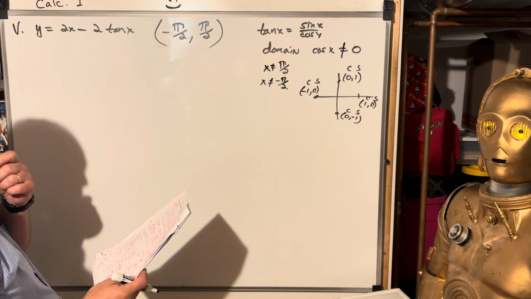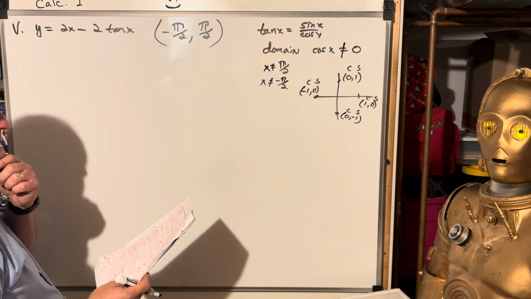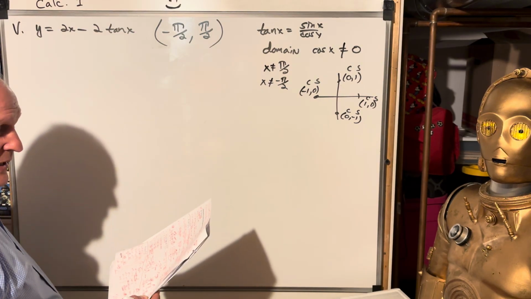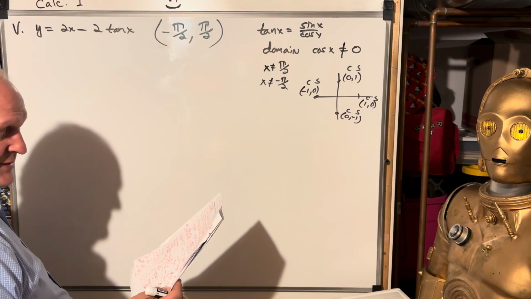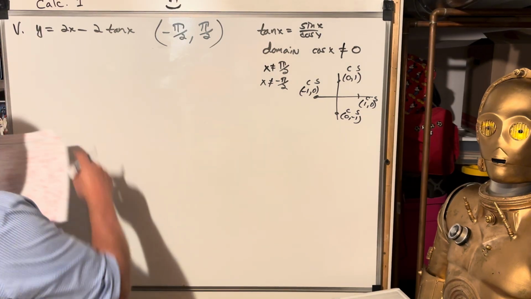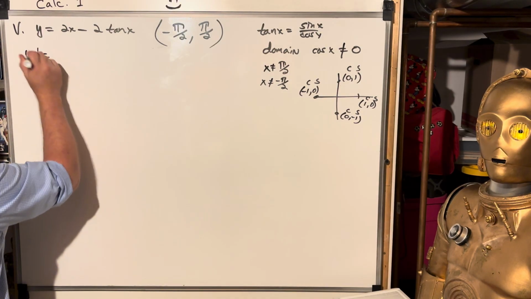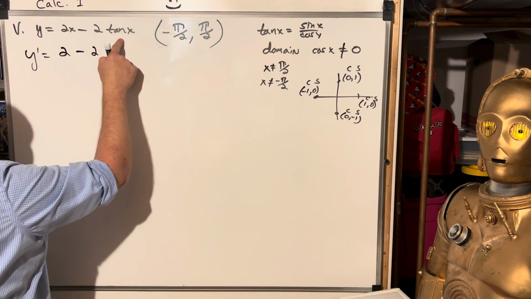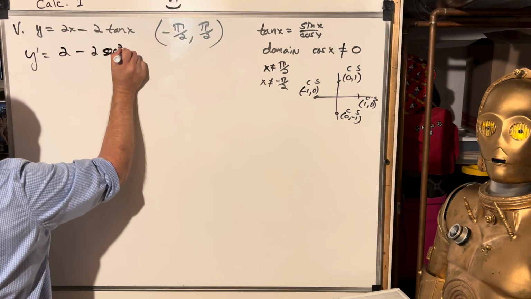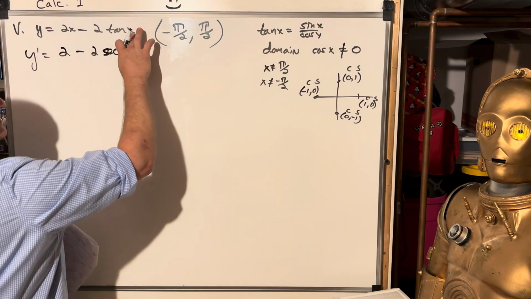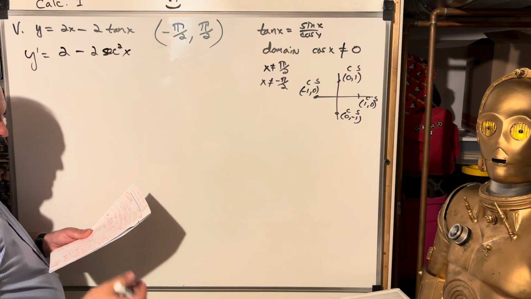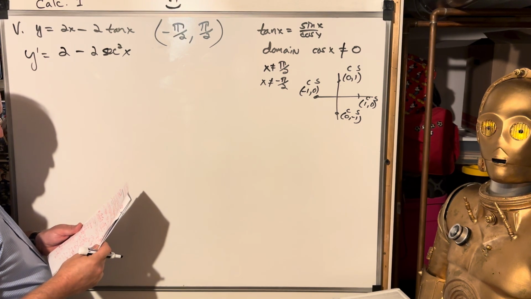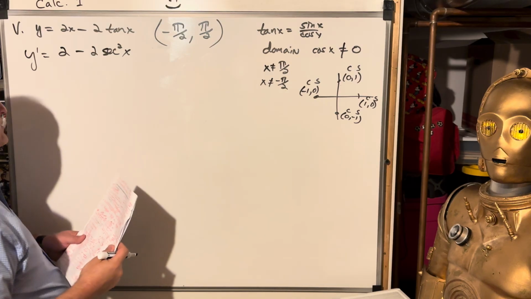All right. Okay, so then let's do it to it. Take the derivative. The first derivative is 2 minus 2 times the derivative of tangent, which is secant squared x, and then times that, but that's just 1. So that's it. That is the first derivative.